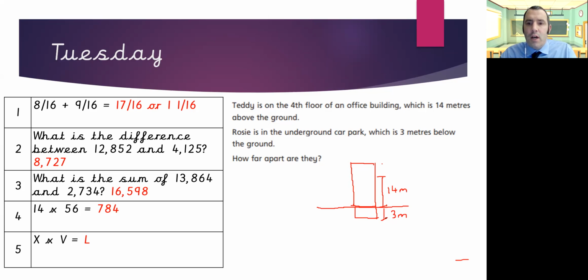How far apart are they? Well, it's the same as using a number line. The ground just happens to be 0. So we've got 14 meters back to ground level, and then another 3 meters to get down to where Rosie is. So we need to add these distances together. So I've got 14, add 3 to give me 17. Now I can't leave my answer like that because reading the question, it gives me a measurement. So when I write my answer, I also need to use that measurement. So it will be 17 meters.